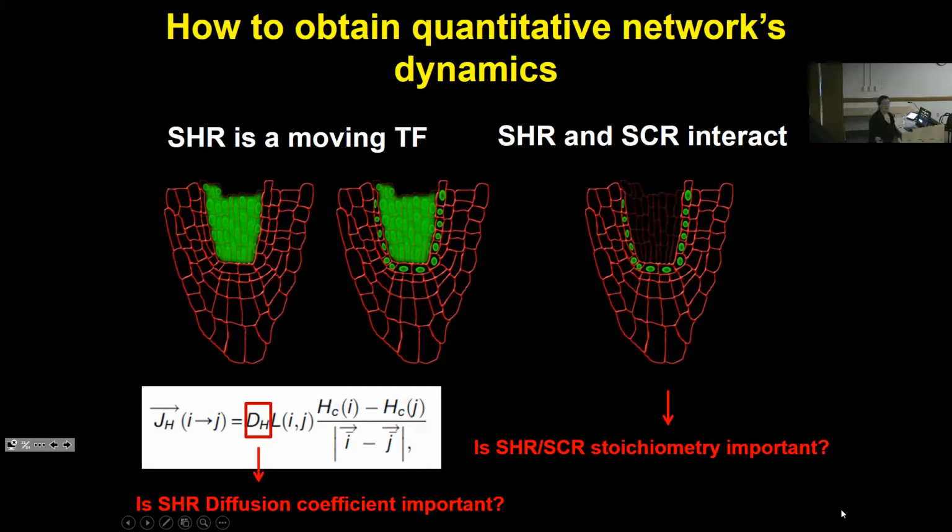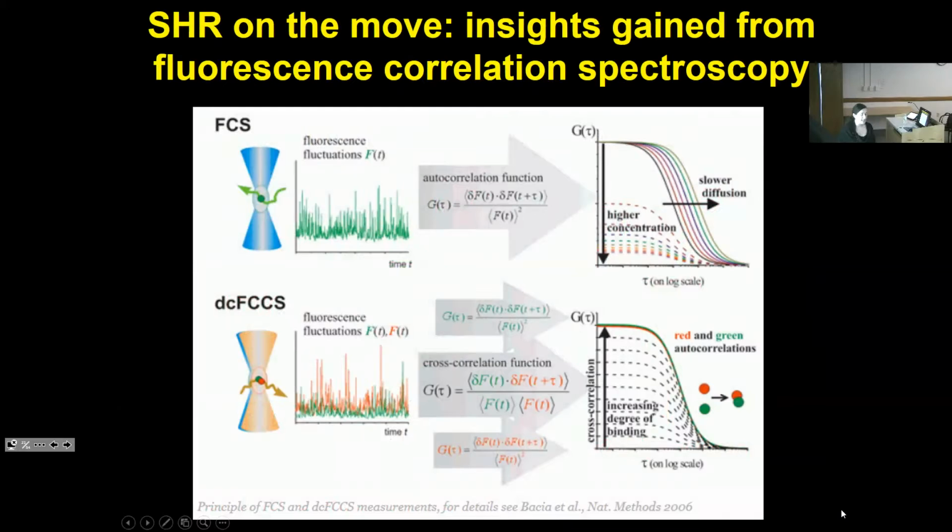And so we had a mathematical model, and we really never asked the question, is the quantification of this movement important if we want to have a more quantitative model? And is the stoichiometry of the protein complex important? You don't know until you test that, right? And so we started to collaborate with a physicist at UC Irvine, who had just started back then to use fluorescence correlation spectroscopy, scanning fluorescence correlation spectroscopy, to obtain information about movement of protein and protein-protein interaction.